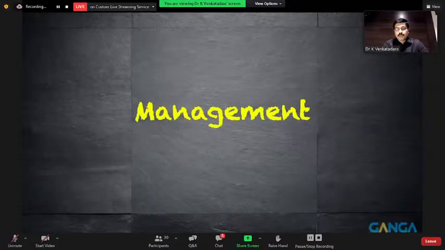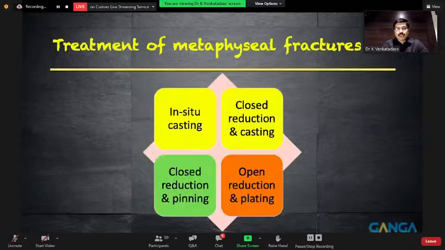Moving on to the management, I'm going to discuss the metaphyseal fractures separately initially, followed by the physeal fractures. So in the metaphyseal fractures, we have 4 different options of management. One is in situ casting, which is basically immobilizing the fracture in the same position which you get. The second is closed reduction and casting. The third option could be closed reduction followed by pinning. And the fourth option is open reduction and plating.